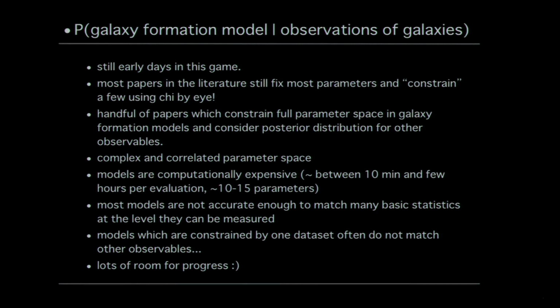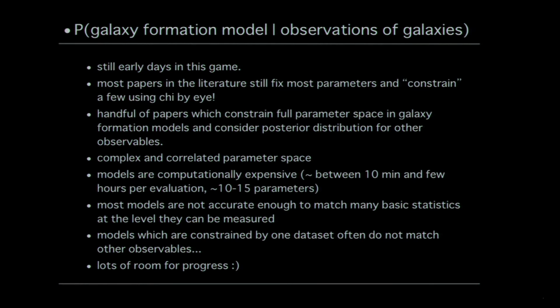I mean, there's still a lot of papers in this game that are published in this way. And there's now a handful of papers which really have some well-defined parameter space that they're exploring, and then they consider the posterior for some other observables. But this parameter space is complex and correlated, and it's expensive to investigate it. And most models are not really yet accurate enough to match many basic statistics at the level they can be measured, and you talked about that yesterday.